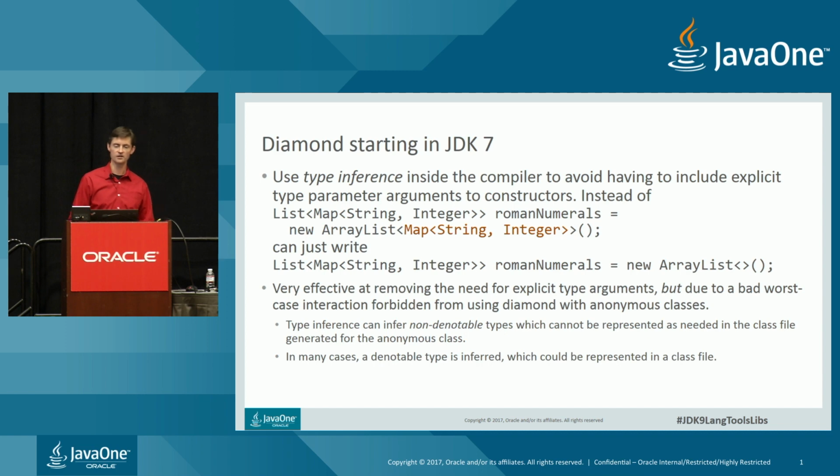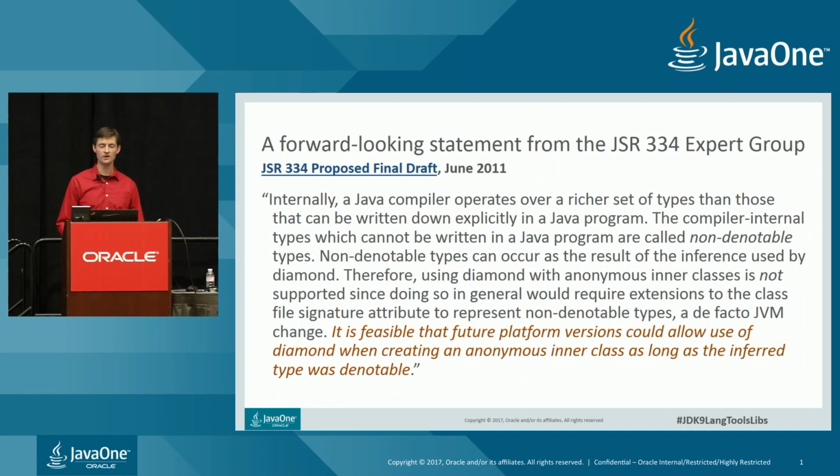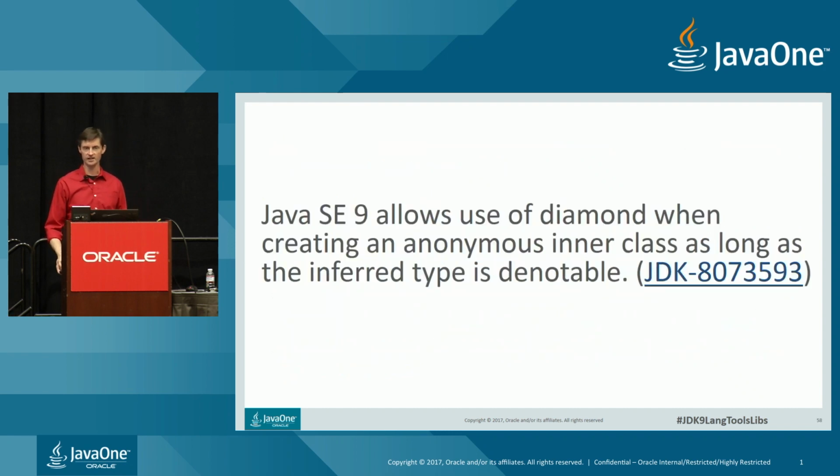So in other cases, though, if you get a denotable type inferred, one of the normal types we usually deal with, that could be represented in the class file. So we noted that we had to forbid diamond and anonymous classes working together at all in 7, but when we were finishing up Project Coin, we said it's feasible that in the future we might remove this restriction in the case when you get a denotable type and you avoid that worst case. And that is indeed, in fact, what we've now done in JDK 9. So as long as you don't get that worst case outcome, you can use diamond with anonymous classes too.